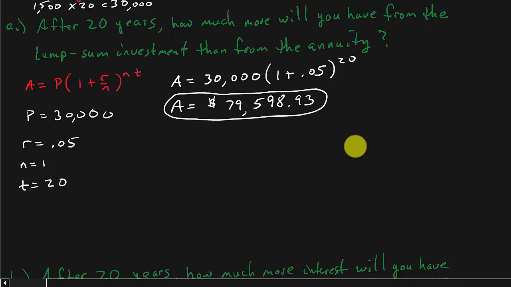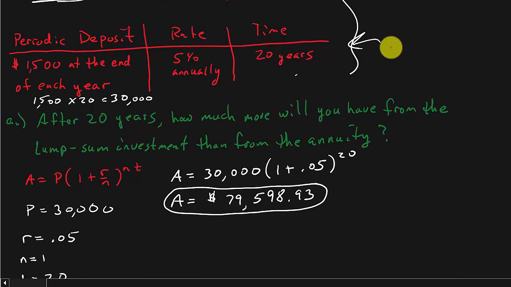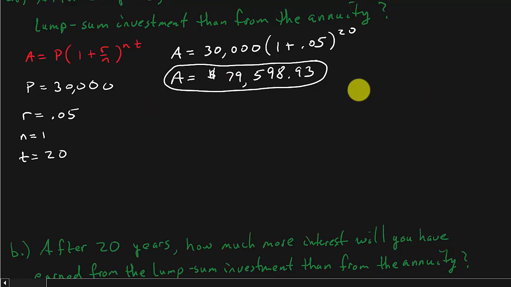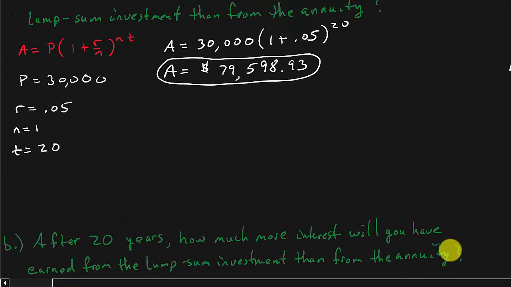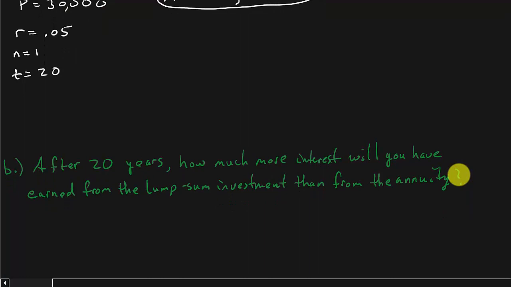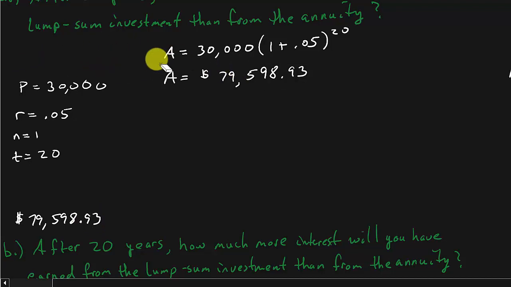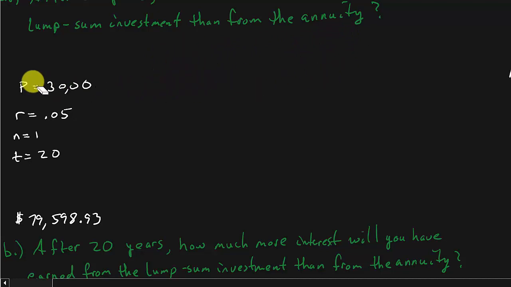All right, now we want to look at the scenario where we make $1,500 payments. I am going to write that amount right down here: $79,598.93. That's from the lump sum deposit. Let me erase this so I can work the other part of it. Now we want to do the payments.